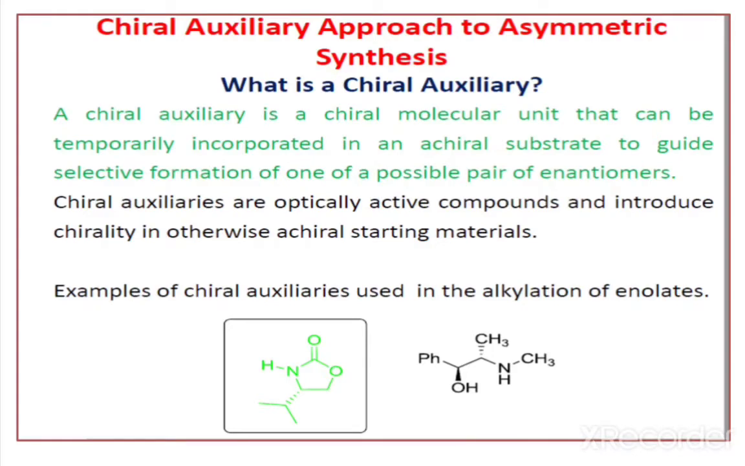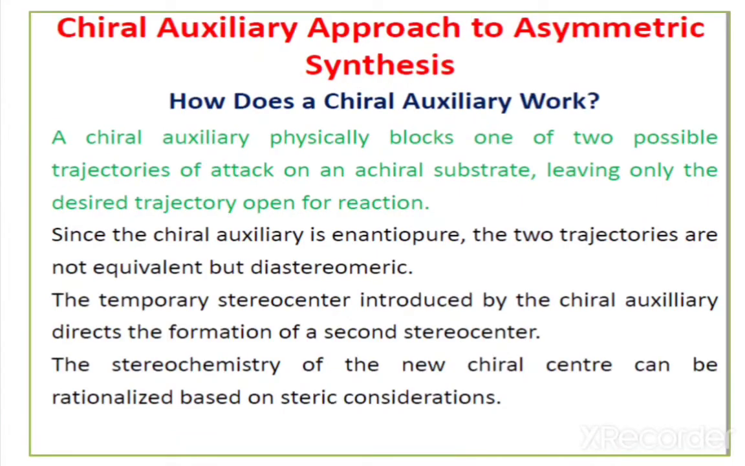The chiral auxiliaries are optically active compounds and introduce chirality in an otherwise achiral starting material. And these are examples of chiral auxiliaries used in the alkylation of enolates. Here, these are the examples of the chiral auxiliary. It is used in the alkylation of the enolates. Now, the chiral auxiliary approach to asymmetric synthesis.